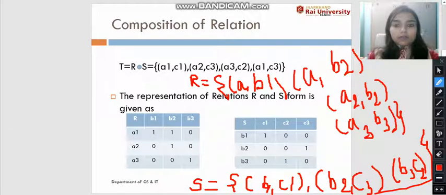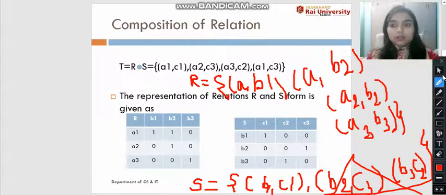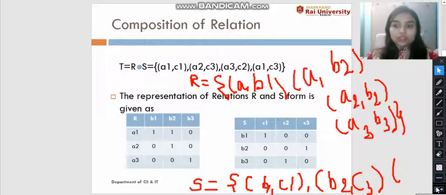So if you see, in B1 C1 we have 1. Now see, B2 C3 is there, so at B2 C3 we have put 1. And again, yes, B3 C2 is also available in S, so we have put 1 and 0 in the remaining places. B1 C2 is 0 because it is not present in S. B1 C3 is also not present, so we have put 0. So in this way we can draw the matrix for R and S.